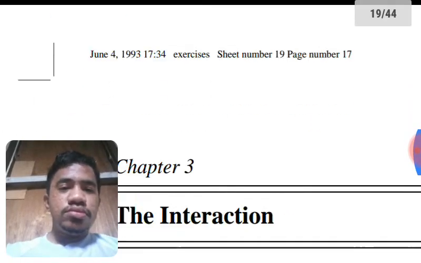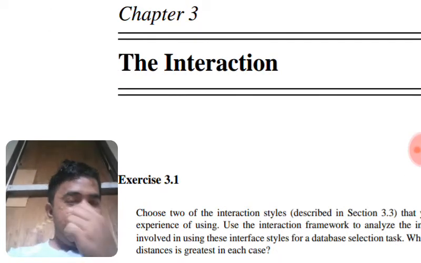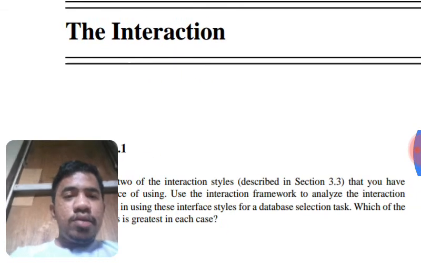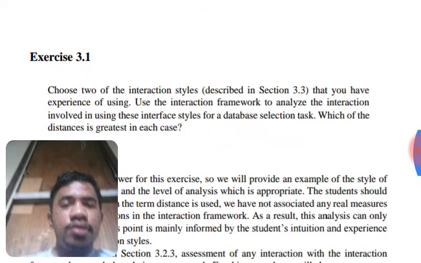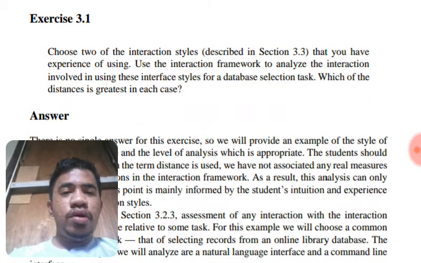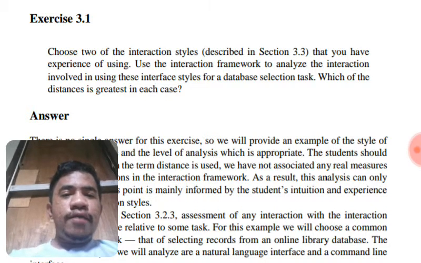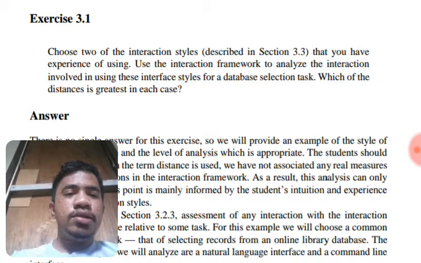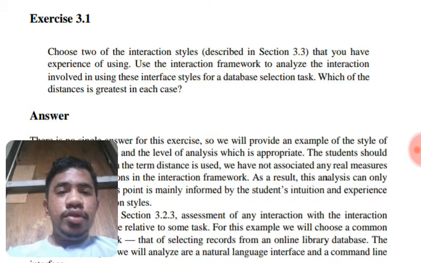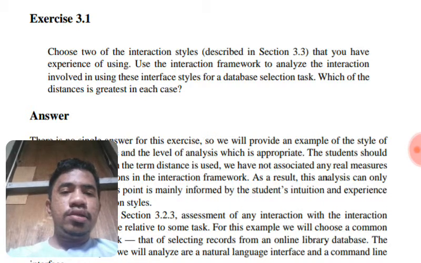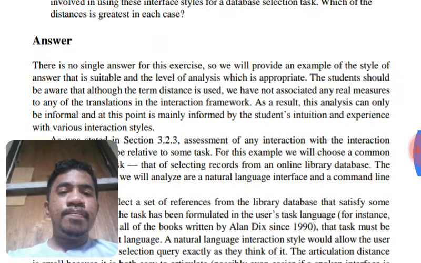Chapter 3. Interaction. Exercise 3.1. Choose two of the interaction styles described in section 3.3 that you have experience of using. Use the interaction framework to analyze the interaction involved in using this interface style for the database selection task. Which of the distances is greatest in each case?